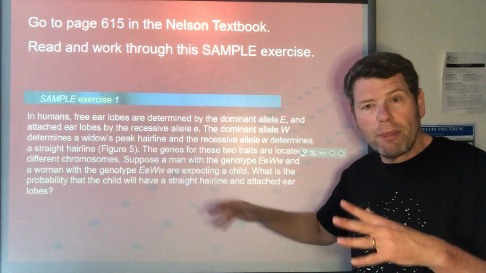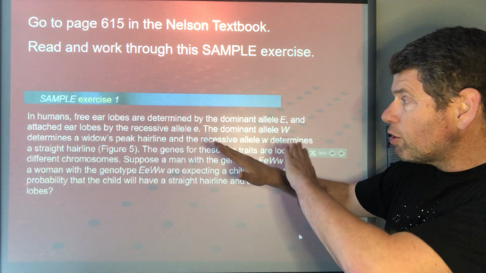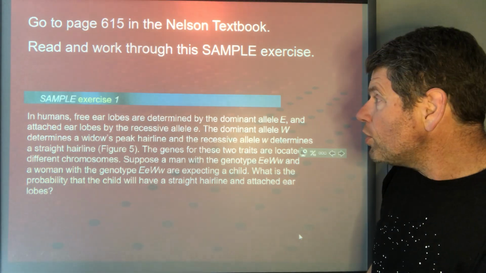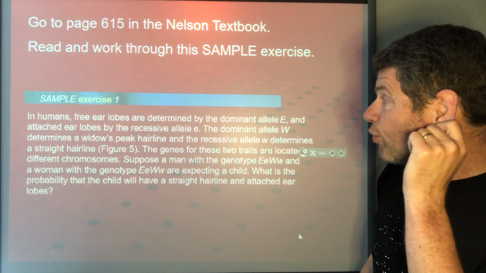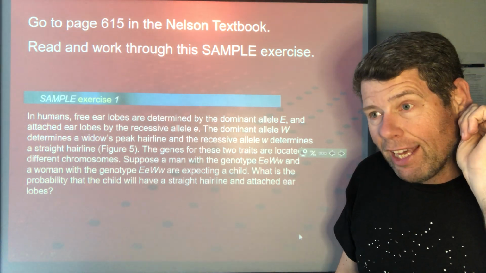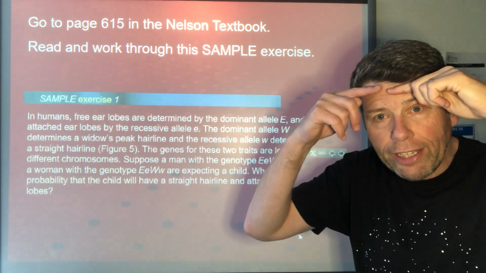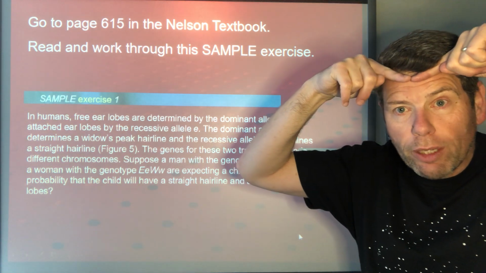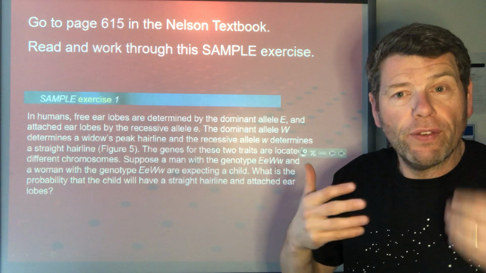Now, in order to speed this up, let's look at an example out of the textbook to speak clearly about what's written here. There's 2 traits we're looking at. We're looking at earlobes, and free earlobes, like mine, is dominant, so that would be capital E, and attached earlobes is recessive, little e. Then there's your hairline, and a widow's peak, where it's pointed here, is dominant, so we're going to use big W for widow's peak, and a straight hairline is recessive, so little w.